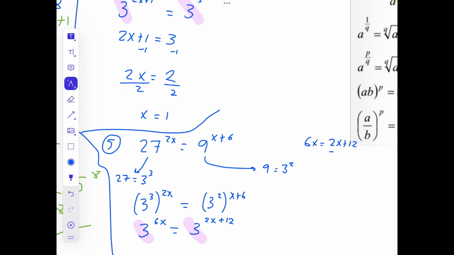We will get our x's to one side, so minus 2x from both sides. That'll give us 4x is equal to 12. Divided by 4, we get x is equal to 3.